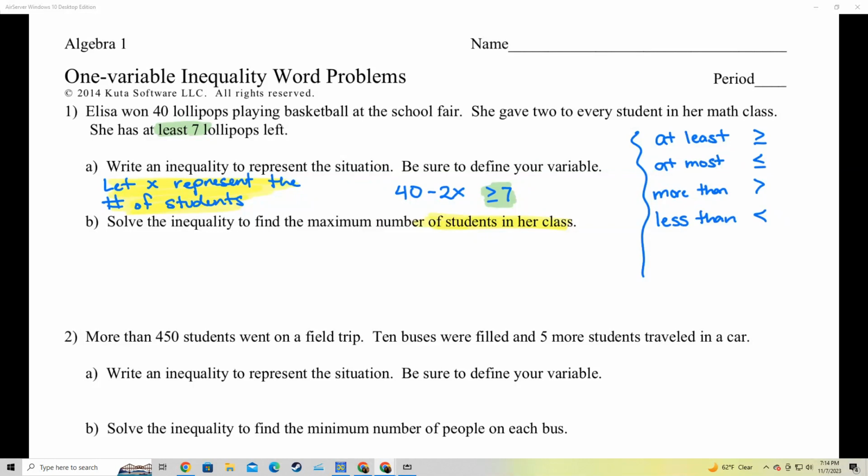Let's go ahead and solve for it, though. Let's see what we would get. I'm going to have 40 minus 2x greater than or equal to 7. I'm going to solve for x. That means I'm going to subtract 40 on each side. This is negative 2x is greater than or equal to negative 33.